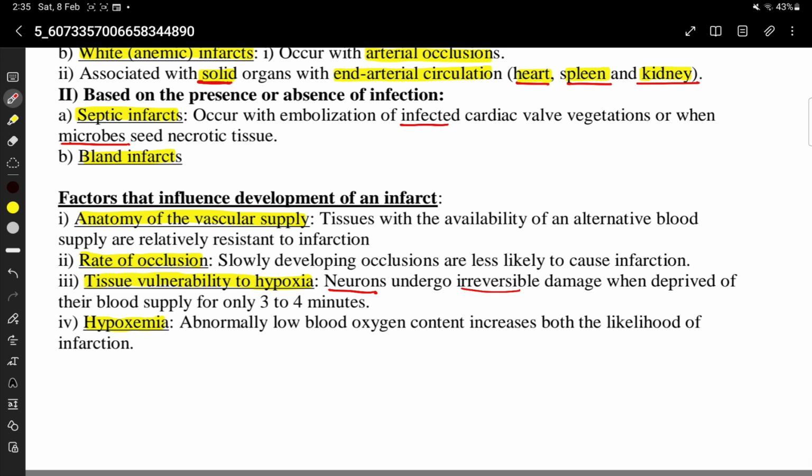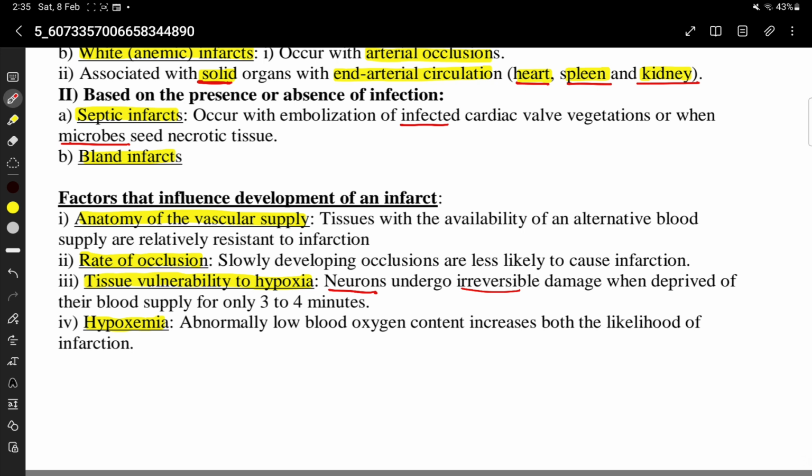दूसरा rate of occlusion. Slow developing occlusions are less likely to cause infarction. तीसरा tissue vulnerability to hypoxia. जो neurons हैं they undergo irreversible damage when deprived of blood supply for 3 to 4 minutes. Hypoxemia. Abnormally low blood oxygen content increases the likelihood of infarction.